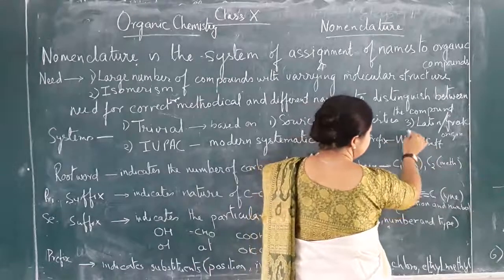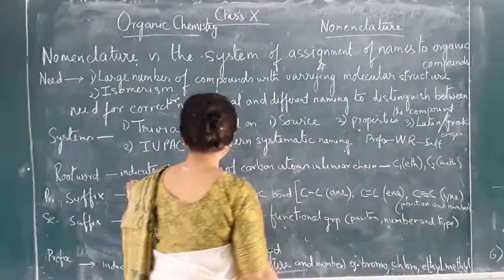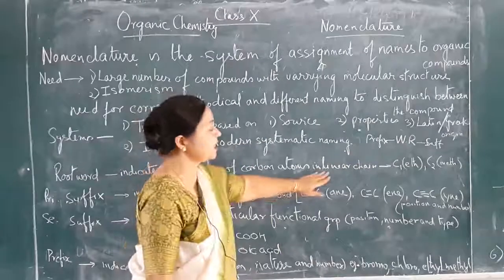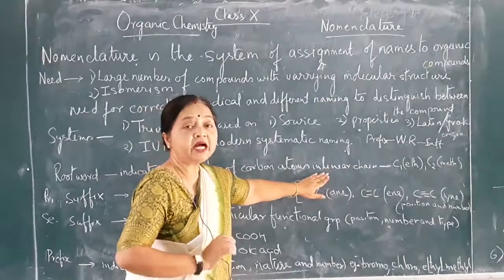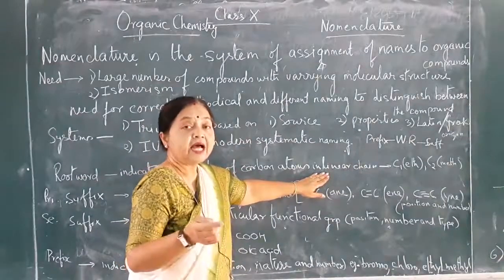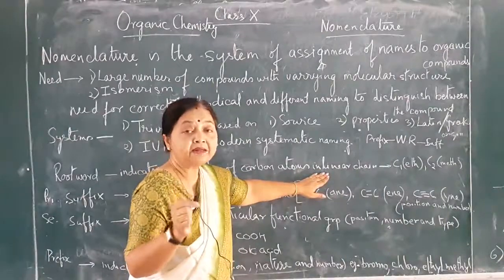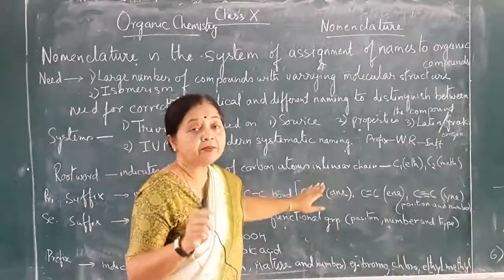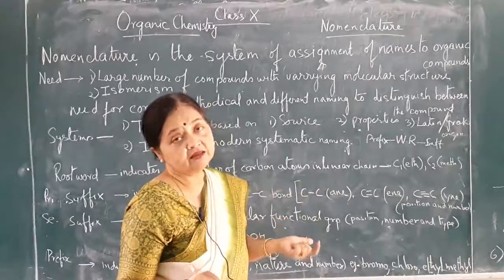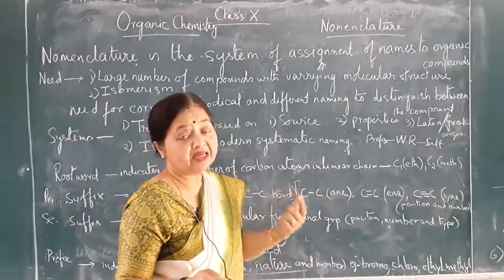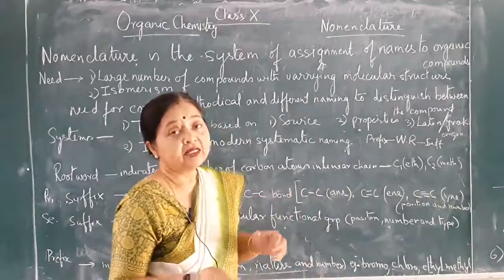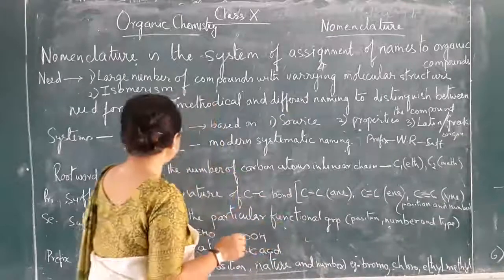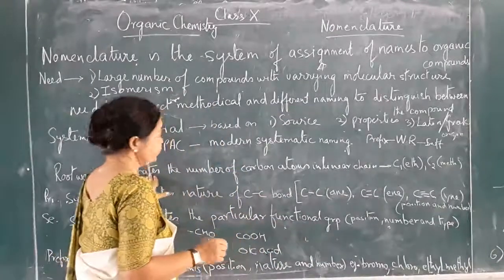First we start with the word root. What does the root word say? It indicates the number of carbon atoms in the linear chain. How many carbon atoms are present, and there is a name for it, like meth means C1. 2 carbons are present, eth. 3, then prop, but, pent, hex, hept, like that. The number of carbon atoms is indicated by the root word.